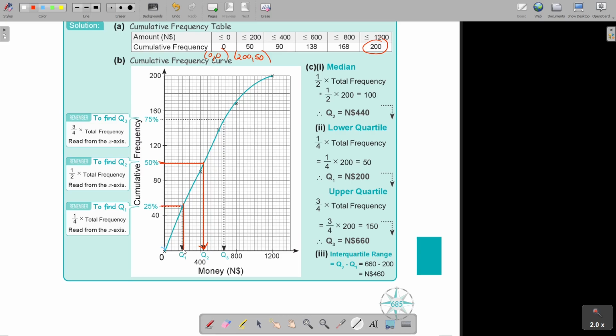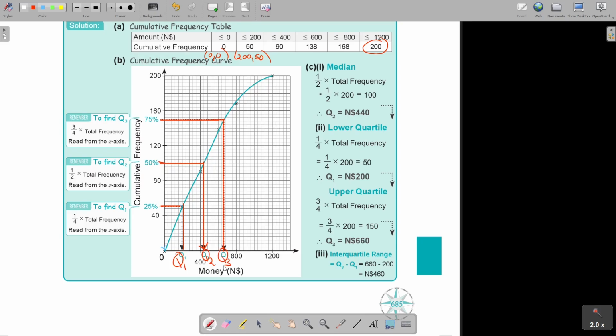Okay. And then the next one, 3 quarters. So it's 3 quarters times 200. It's 150. And there is 150, and when it cuts, it's just going to be like that. Okay, and then I read down my quartiles here. So this is quartile 1, this is quartile 2, this is quartile 3.